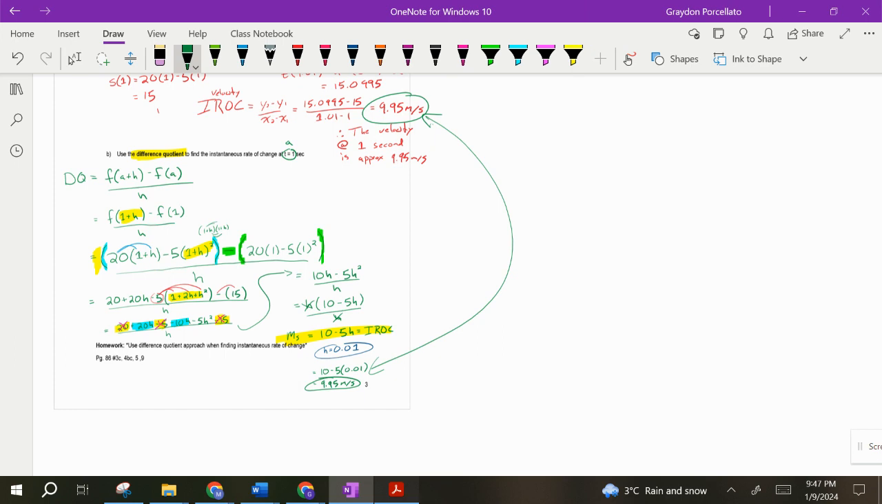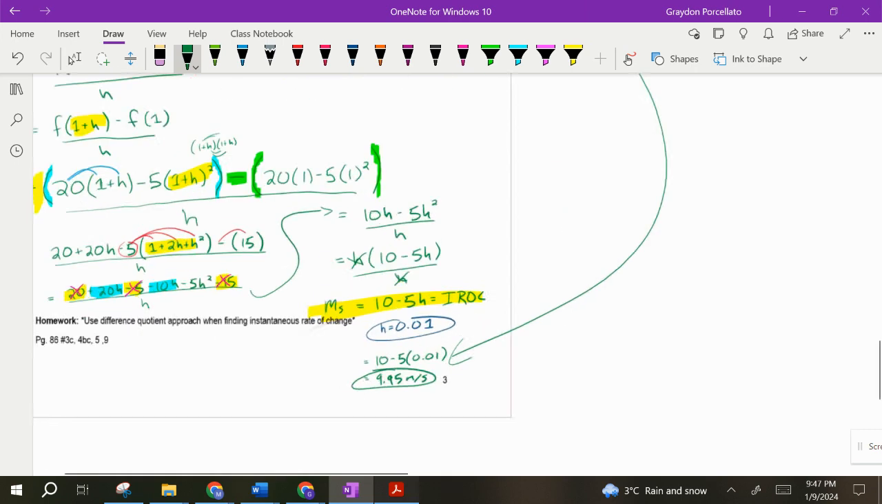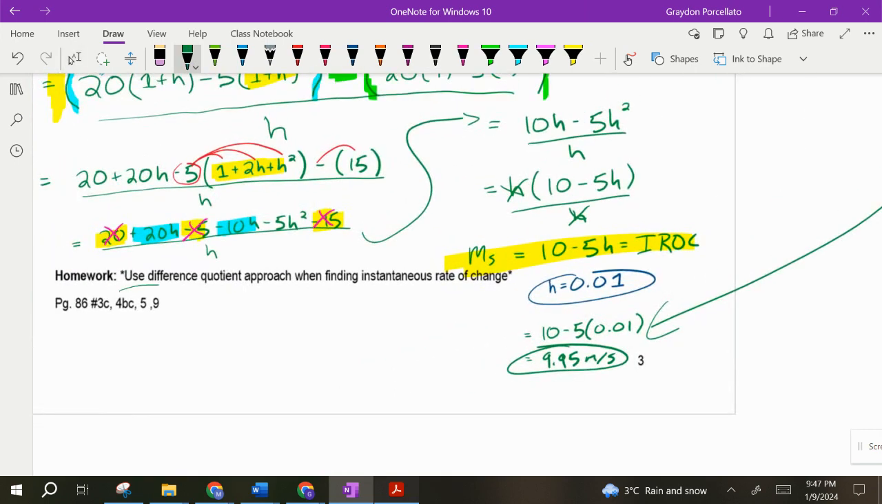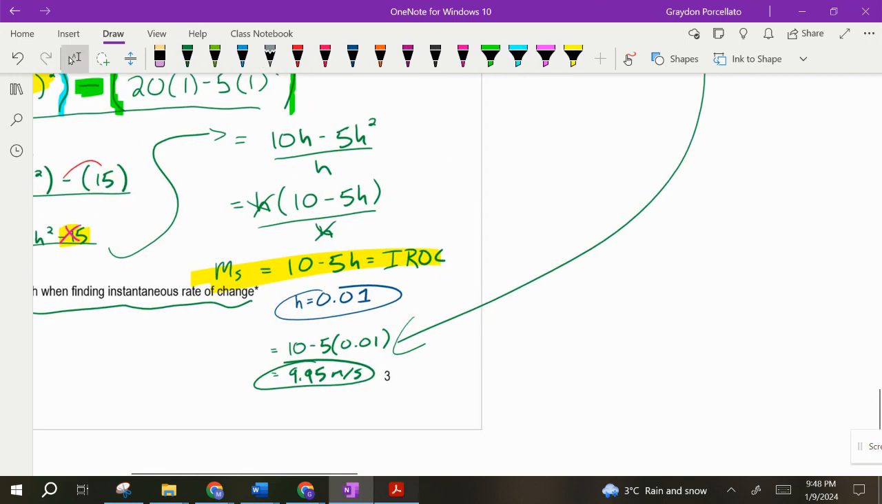Now, the last thing that I do want to point out, and actually notice that in the homework it says use the difference quotient approach and find an instantaneous rate of change. So please do that in those homework questions. That's your homework there. One thing that I do want to point out is that I'm just going to rewrite this over here. So we have 10 minus 5h.